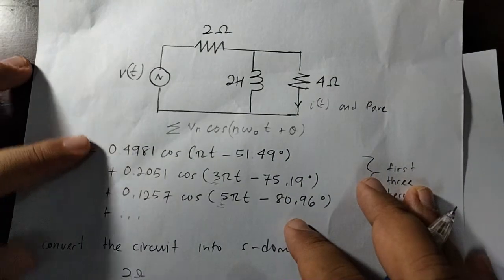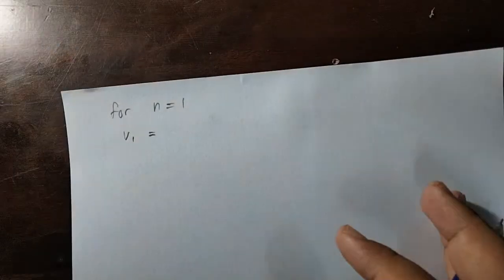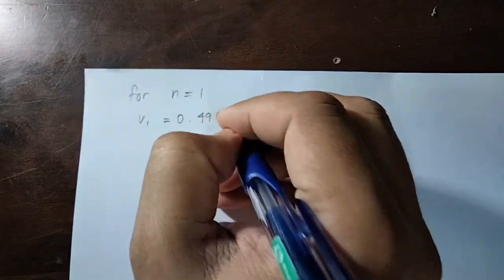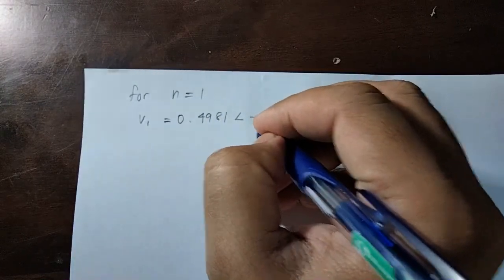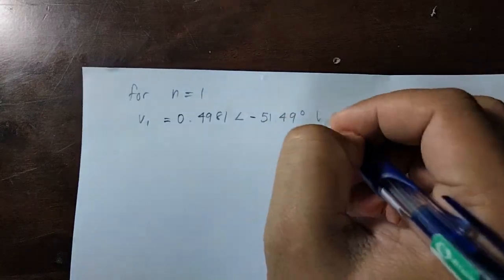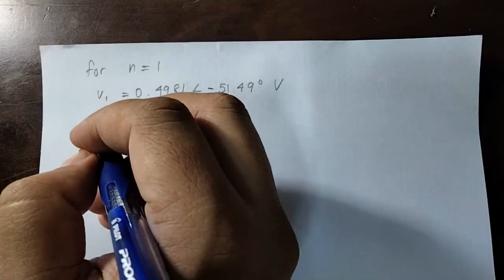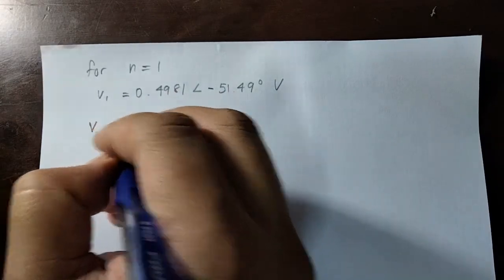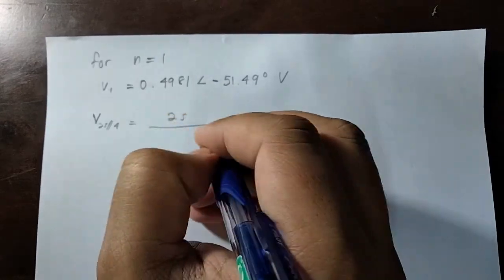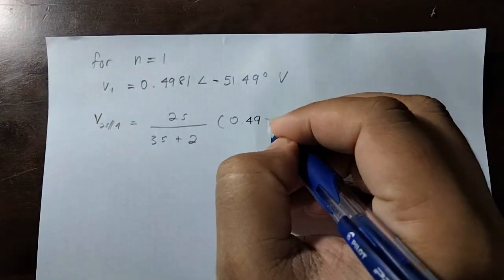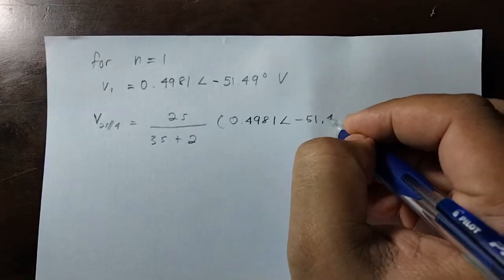So for n equals 1, V1 is 0.4981 with angle 51.49. That's the voltage. If this is the voltage for V1, then we can determine the voltage across the two parallel components, which is 2s over 3s plus 2 times 0.4981 with angle 51.49.